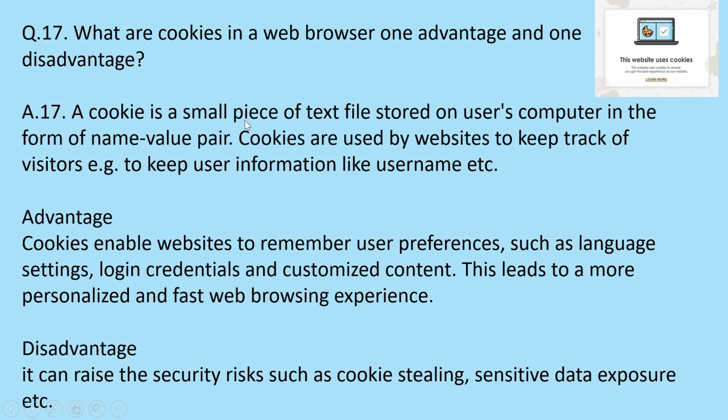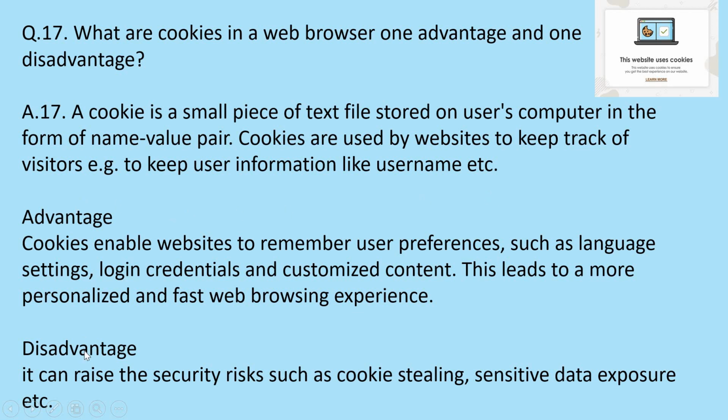Now 17. What are cookies in a web browser? Tell one advantage and one disadvantage also. What is a cookie? A cookie is a small piece of text file stored on a user's computer in the form of a name-value pair. Cookies are used by websites to keep track of visitors, for example, to keep user information like username, etc.